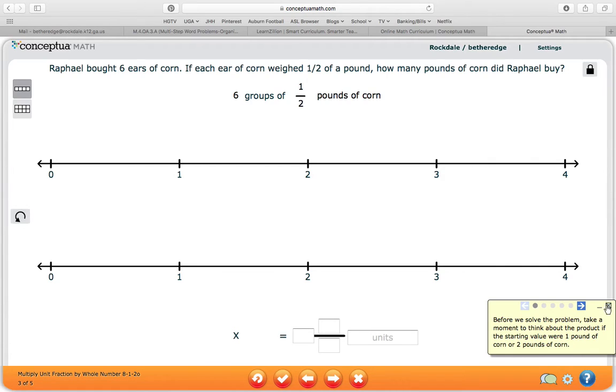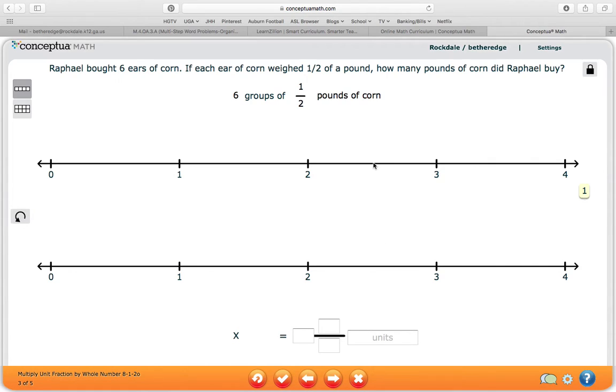So next we're going to look at modeling this out. Okay, when you have a model, you're going to have 2 different models here, a top and a bottom. And we're going to show you how to model out a multiplication with fractions. Okay, that's kind of why we restated this. We're going to have 6 groups of half a pound. Okay, what's my fraction here? Half.